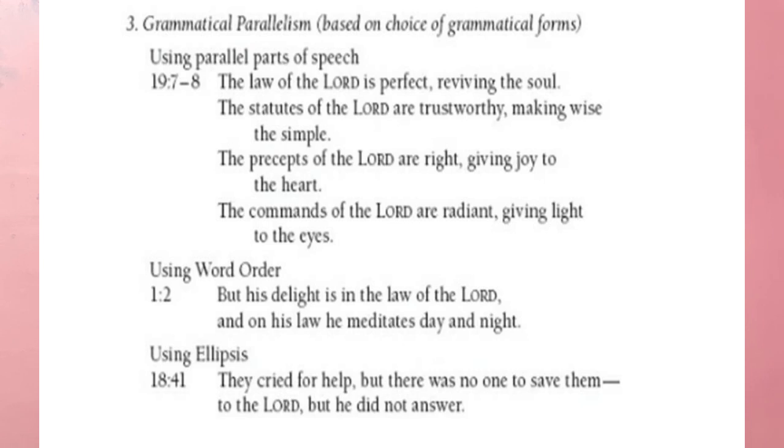Another example is using the figure of speech called ellipsis. Psalms 18 verse 41. We will learn what is ellipsis in detail after a few seconds. They cried for help, but there was no one to save them. To the Lord, but he did not answer. So here the figure of speech ellipsis is used, so that we will see one word is missing. So that is basically ellipsis. So this is also an example for the grammatical parallelism.